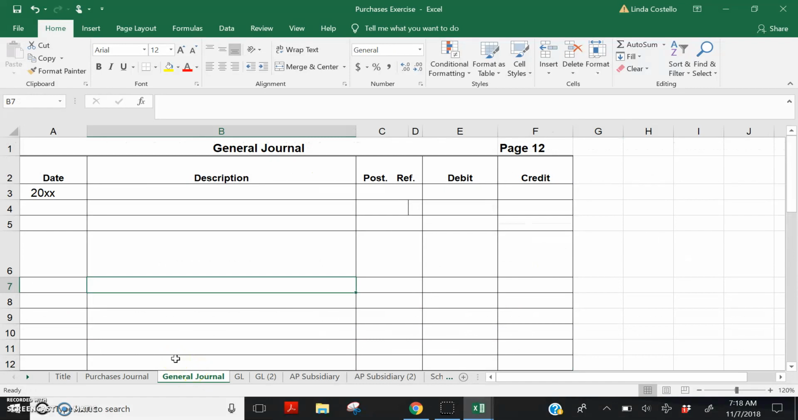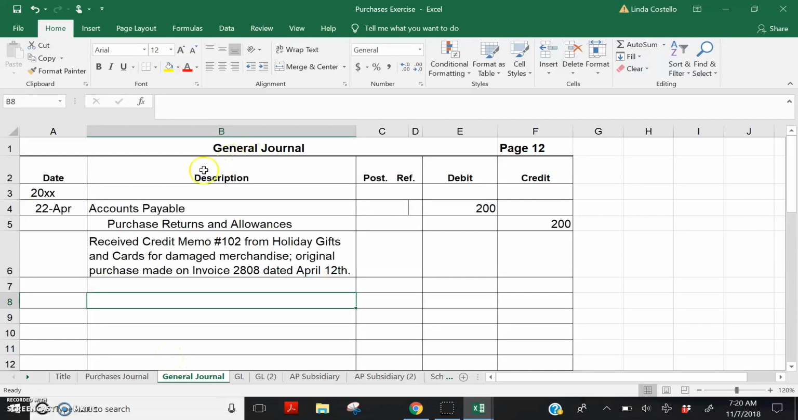Turn to the general journal to record the transaction. April 22nd, accounts payable debit $200. Skip the posting reference for now. Purchase returns and allowances credit $200. And we need some description for the transaction. There's a variety of descriptions you could enter, something in the order of received credit memo number 102 from Gifts and Holiday Cards for damaged merchandise. Original purchase made on invoice 2808, dated April 12th, would work nicely.